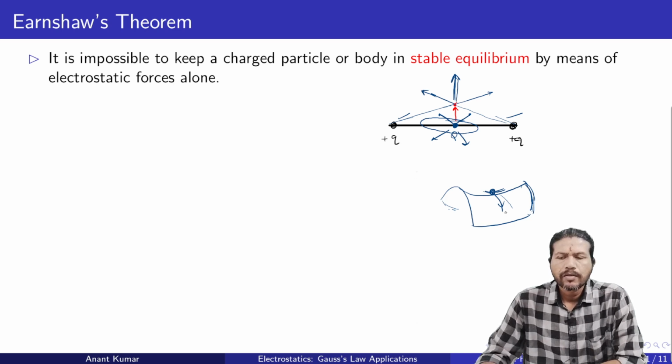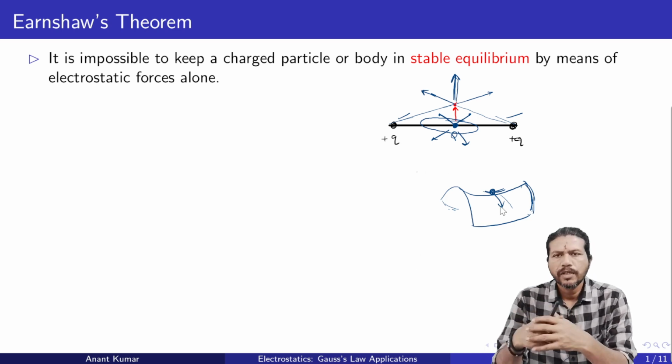Okay. So that means in this case that the equilibrium is not exactly stable, because had it been a stable equilibrium, it doesn't matter in which direction I displace it, it should come back. Fine. That is what the meaning of stable equilibrium actually is.